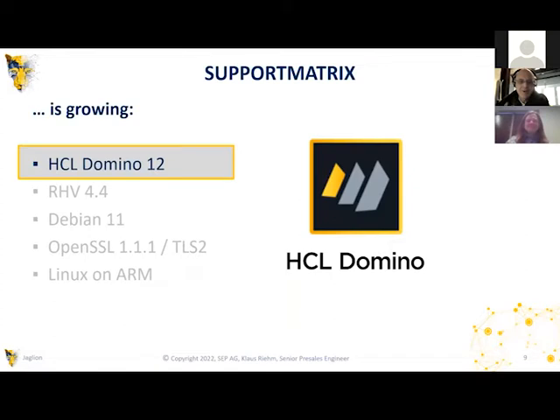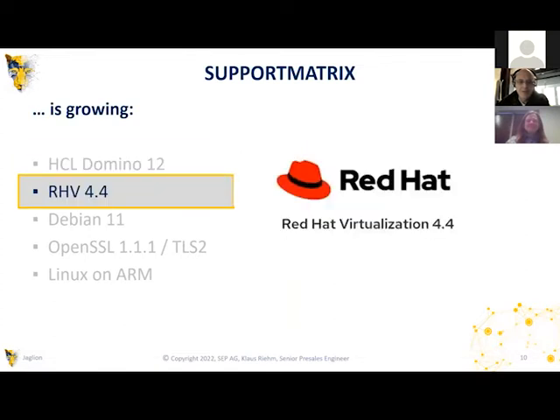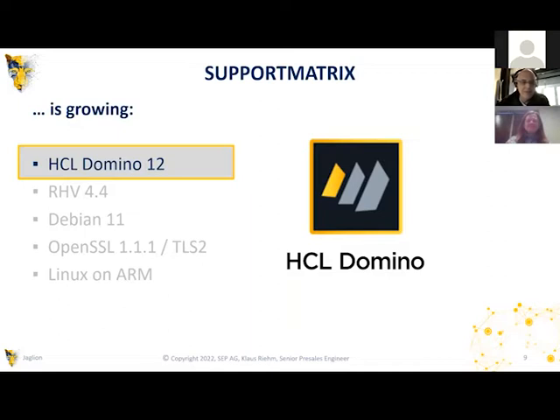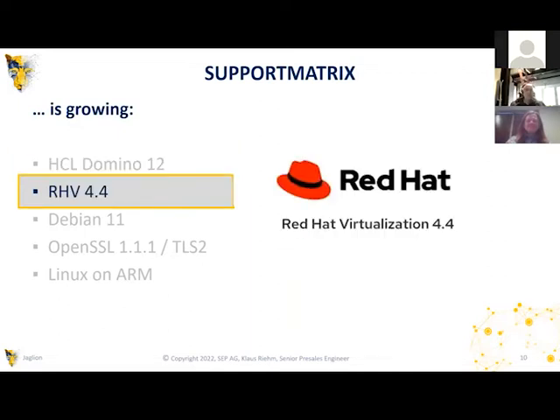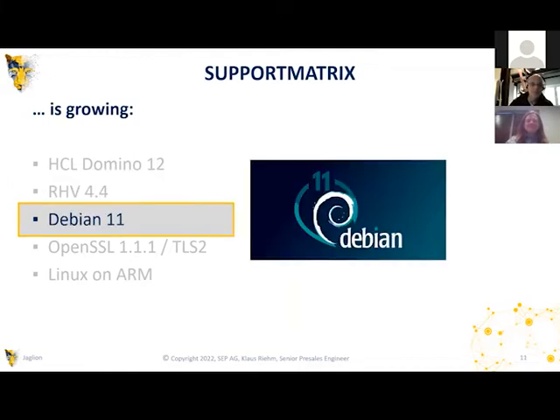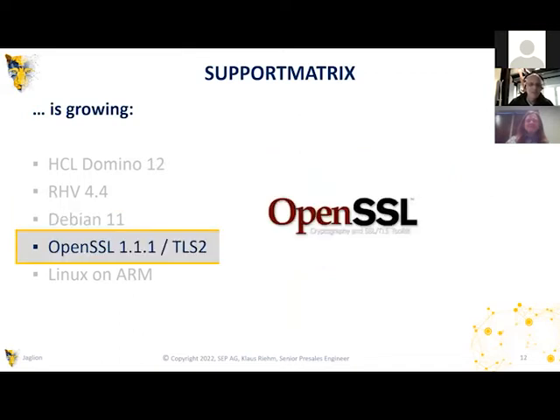Regarding the support matrix, I've talked about this a little bit. Domino users are happy that we now support Domino 12. Red Hat Virtualization 4.4 is important because that's the version including the change block tracking. Debian 11, an important Linux version, also for backup servers, is also supported. These are the security topics I have talked about already, which are relevant in the background for all kinds of authentication processes, encryption processes, and communication processes and so on.